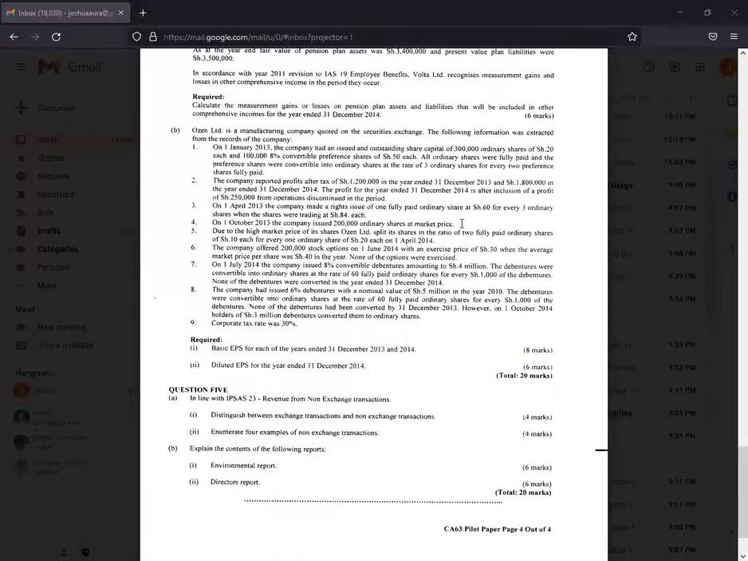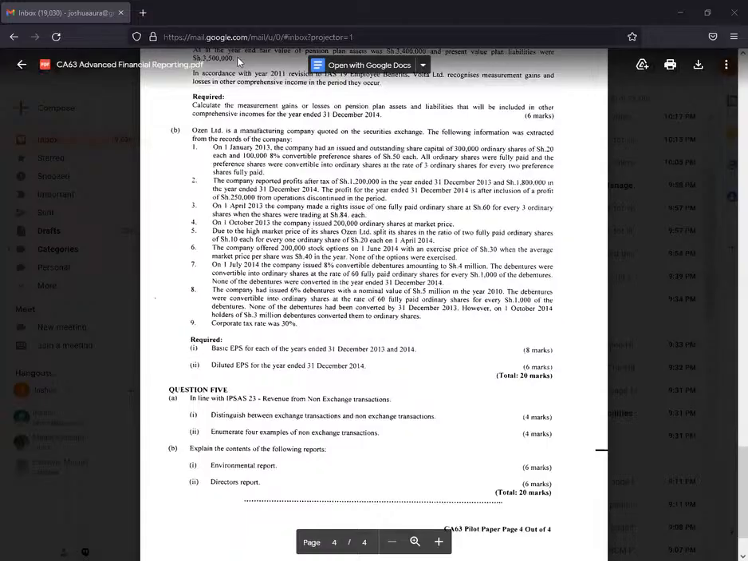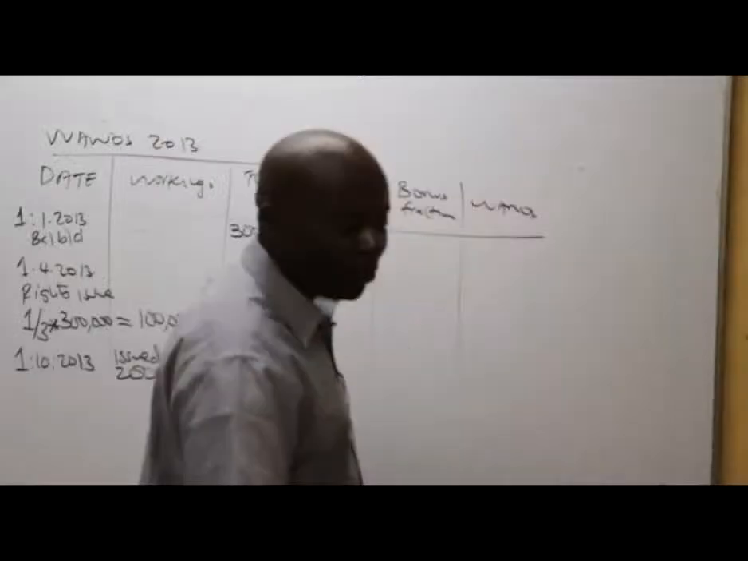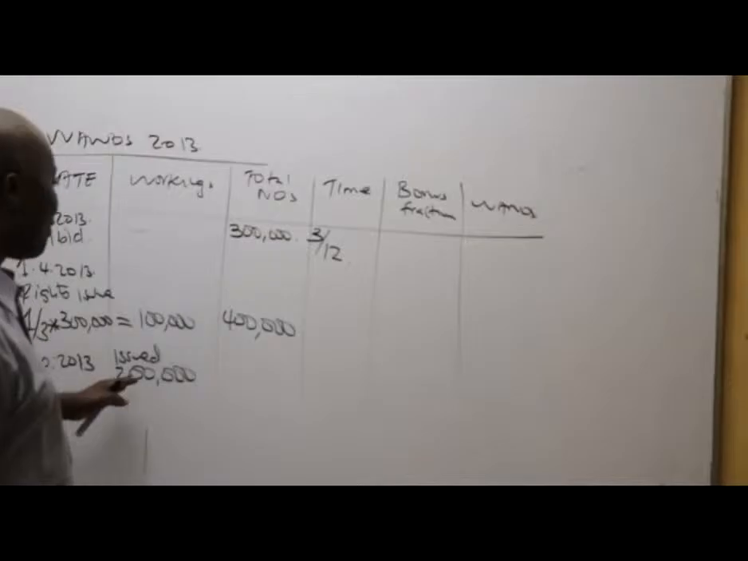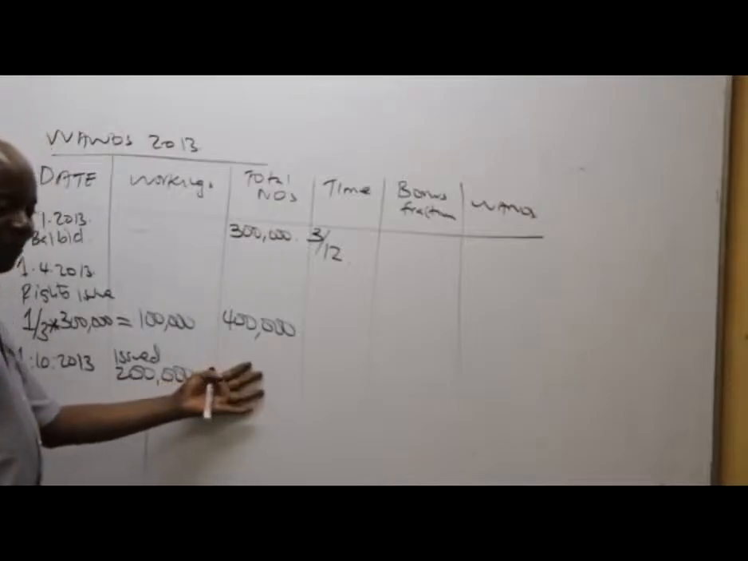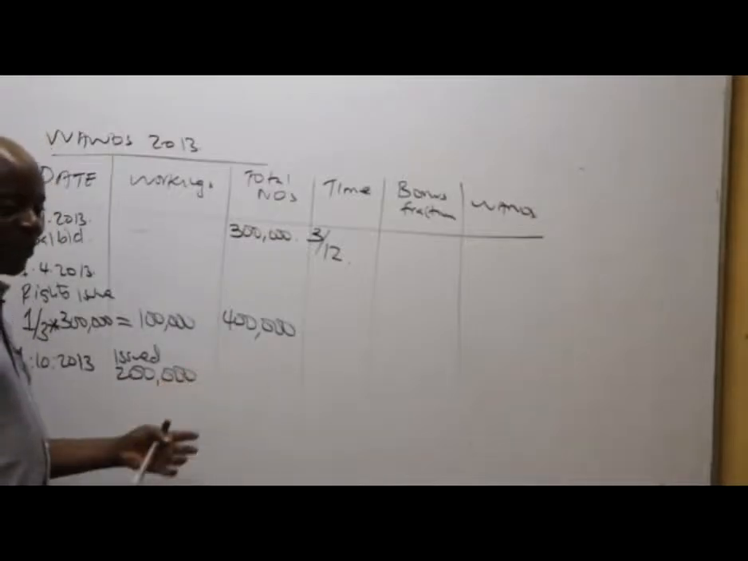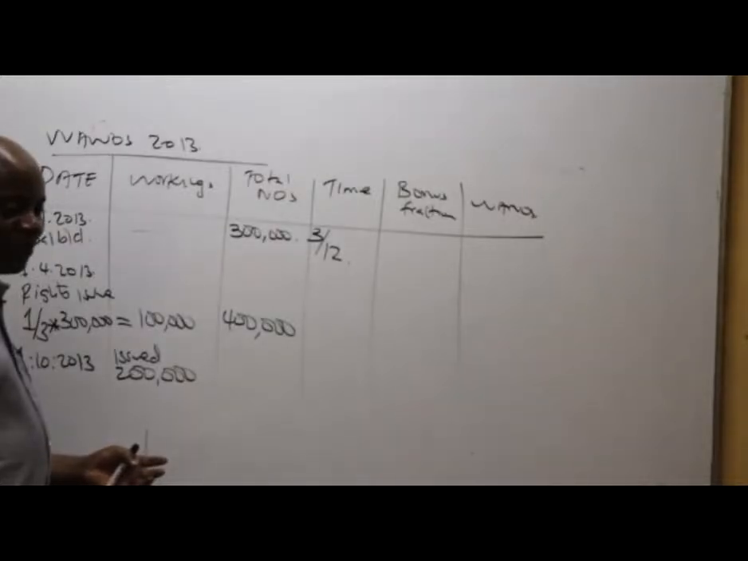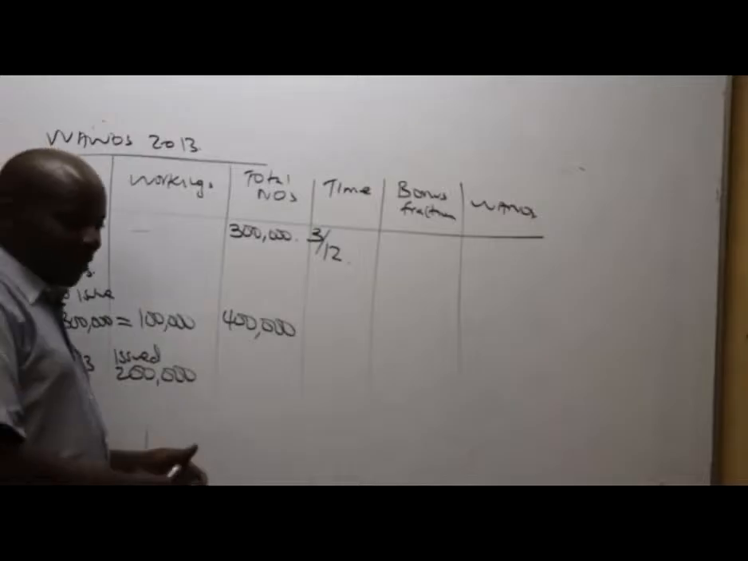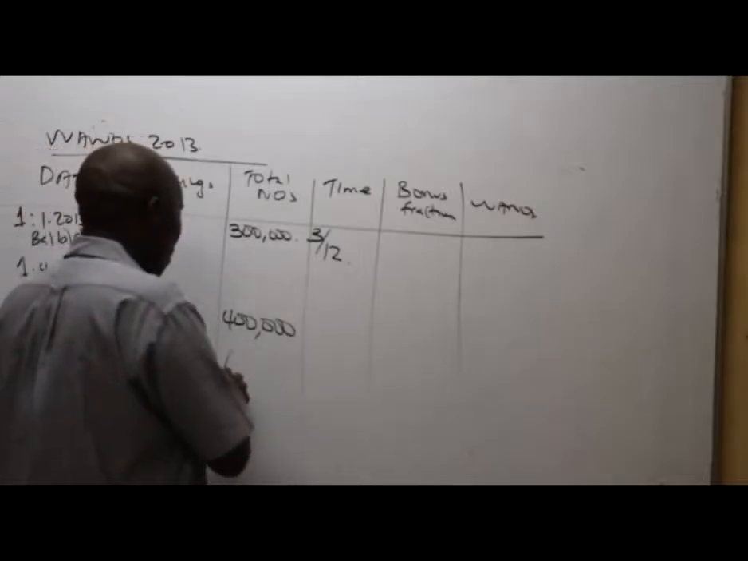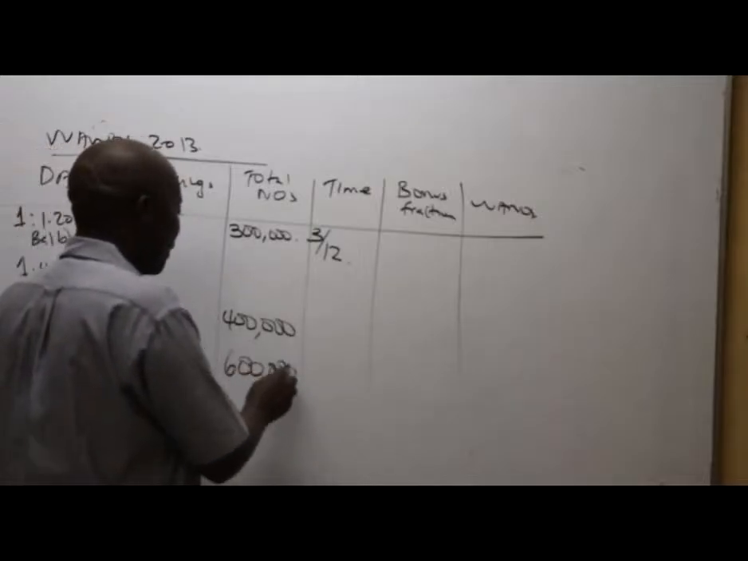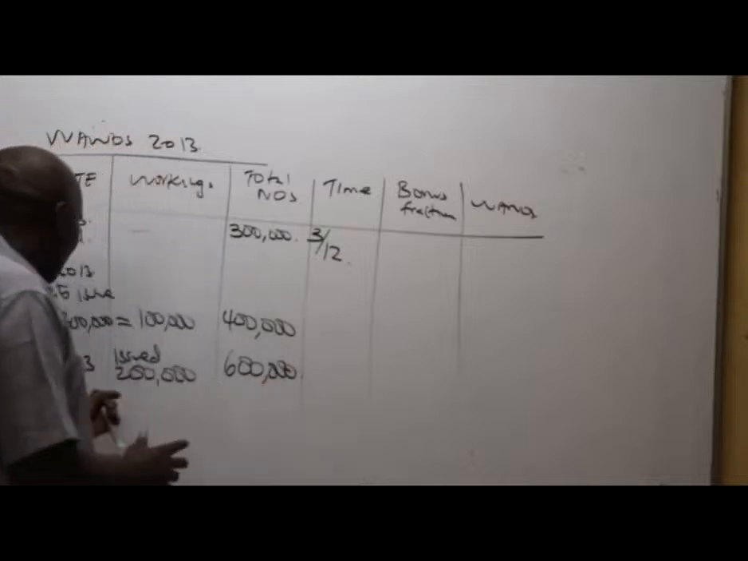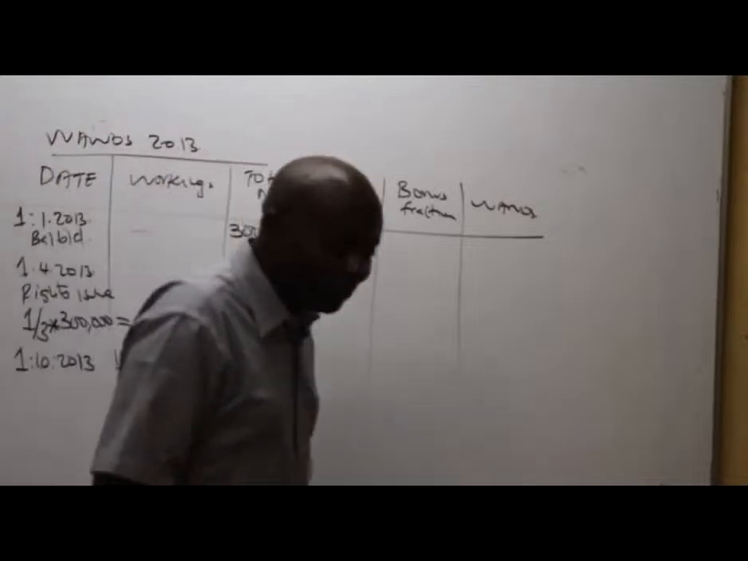This is at full market price. There is no problem. This is normal. So we issue 200,000. You simply recognize them. So how many shall we be having in total? 600,000. Thank you very much. Apart from this transaction, do you want any other transaction?